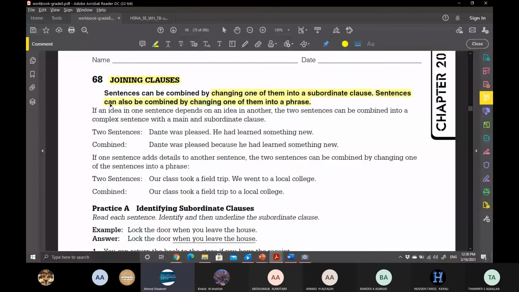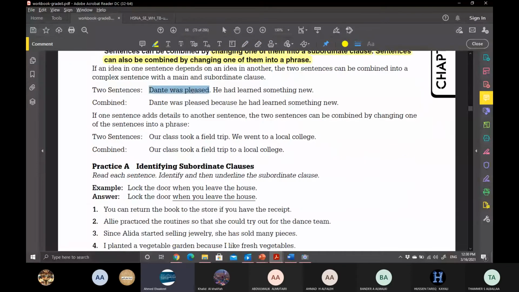For example, when we have two sentences like "Dad was pleased. He had learned something new." I can combine them: Dad was pleased because he had learned something new. So "Dad was pleased" is the independent clause. "Because he learned something new" is the dependent one. So now I have the complex sentence.